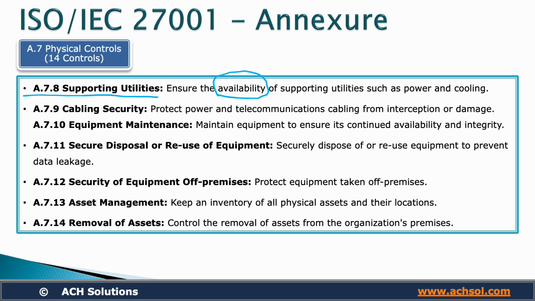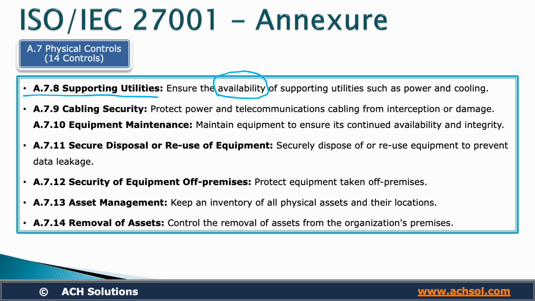The next one is A.7.9 cabling security. Protect power and telecommunication cabling from interception or damage. Cables in today's digital world, like the network cables through which your data is passing, your data center cables, are of utmost importance. So this asks you to protect against interception or damage of those things. The best example to understand is that your network cables are supposed to never be exposed directly. They are supposed to be routed through secure conduits to prevent tampering, right? Don't keep them in the open.